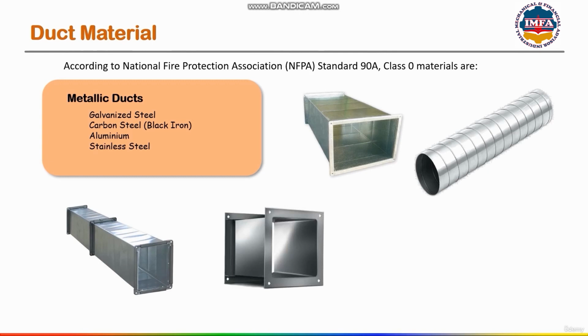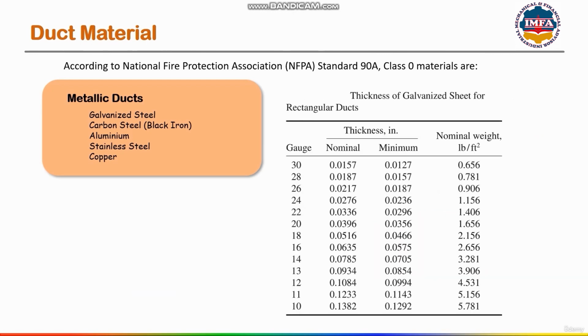Stainless steel can also be used for the construction of ducts. And finally, copper can also be used to construct ducts for some specific purposes. So overall, these are the different types of metals that can be used for the construction of ducts. Here is some data that will give you insights related to the material used for duct construction.